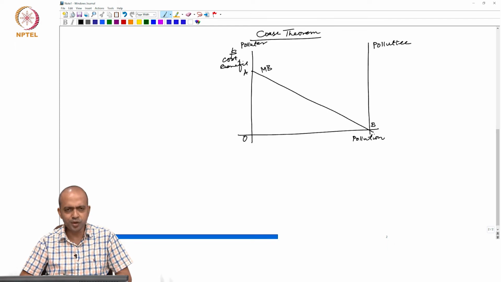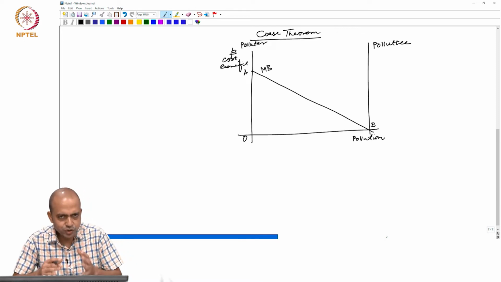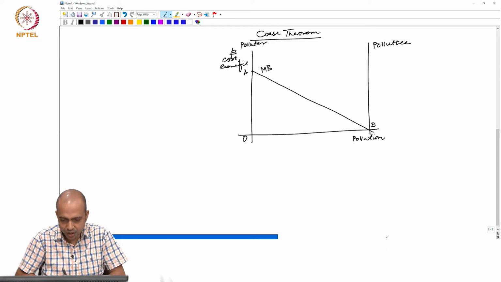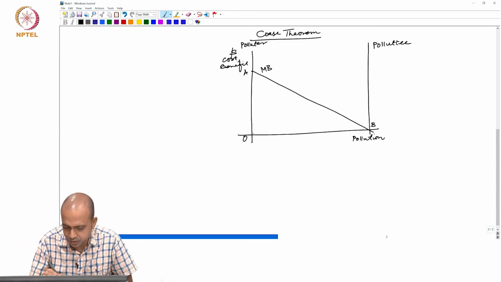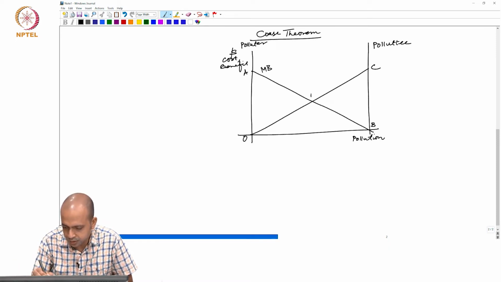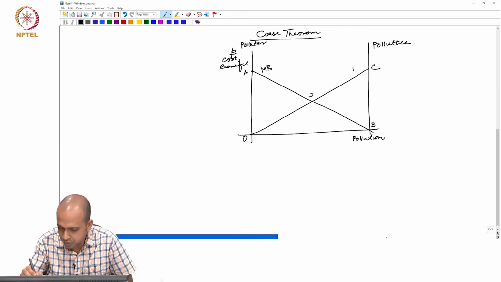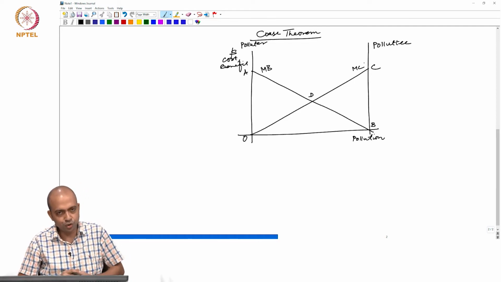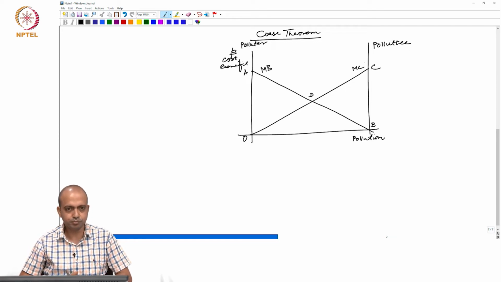What is the benefit of pollution? Pollution per se does not have any benefit, but why you are generating pollution? Because actually you are producing goods and services. So, when I am saying that it is the marginal benefit of pollution, actually we mean that it is the marginal benefit of the good that you are producing. Okay? And let us assume also that this is OAB, let us say this is C and let us say this is T. This is marginal cost of pollution. That means, once there is a pollution, you need to control for that pollution, and that is the marginal cost. Okay. All right.